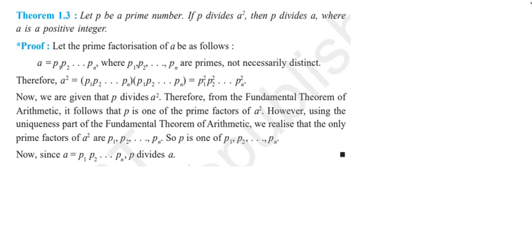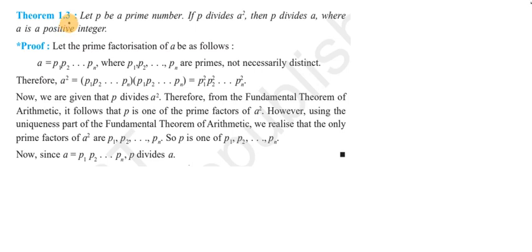Hello students, in this video we'll be discussing the CBSE class 10 NCERT textbook first chapter, that is Real Numbers. In this chapter we'll be discussing Theorem 1.3. This theorem 1.3 is an important theorem and we have some questions based on this regarding rational, irrational and all.